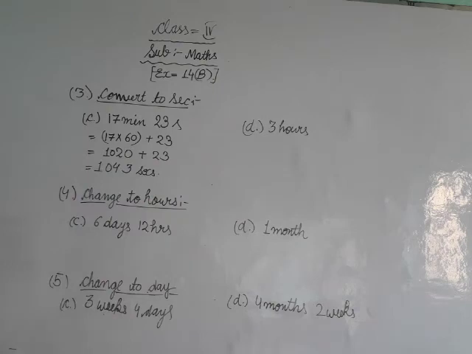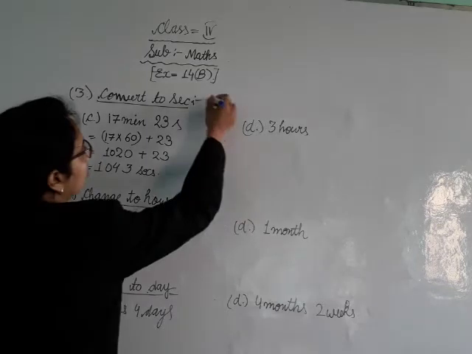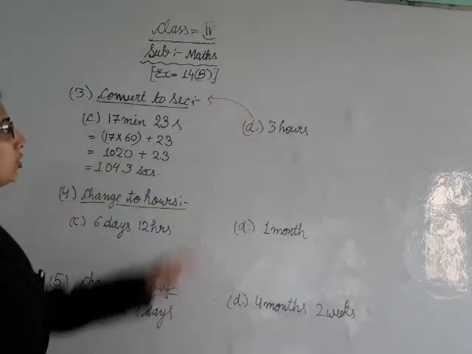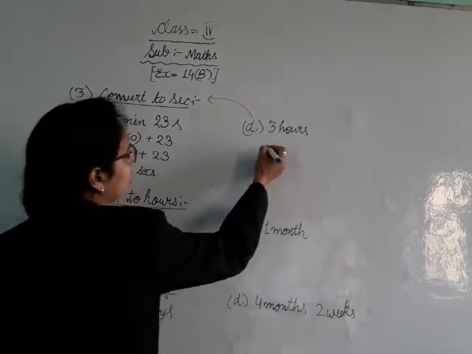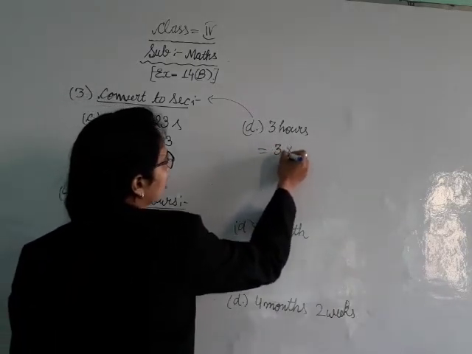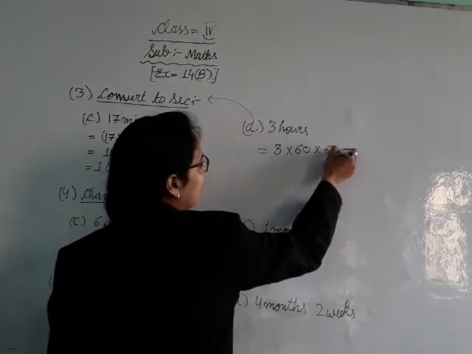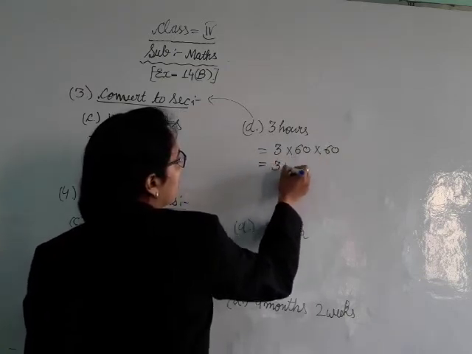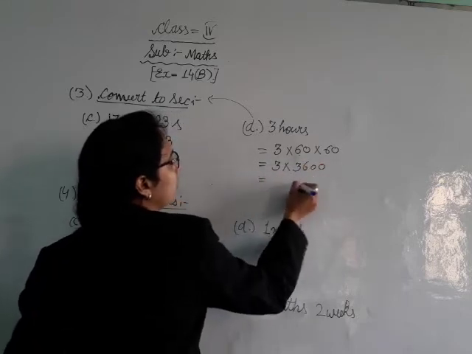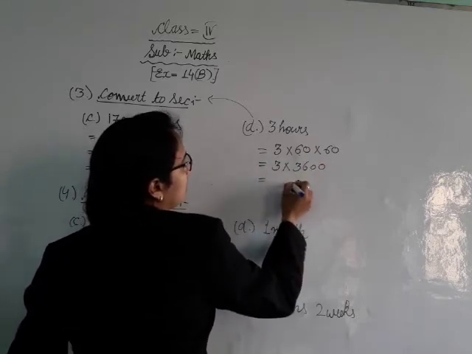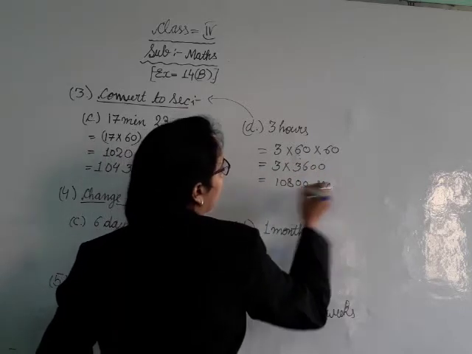Understood? Got it? Now coming towards our D part, next part. The same thing we have to do here. We have to convert it into seconds. So directly we can't go into seconds. What do we have to do? First of all, hours to minutes, that means 60. And then minutes to seconds. Got it, beta? 3 multiplied by 6, 6 threes are 18, and then 3 times 6 is 18 with the zeros. Here seconds.